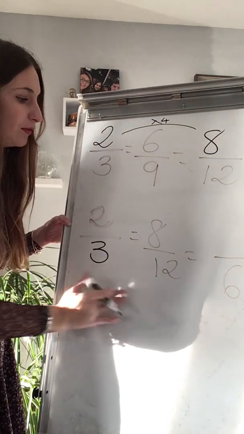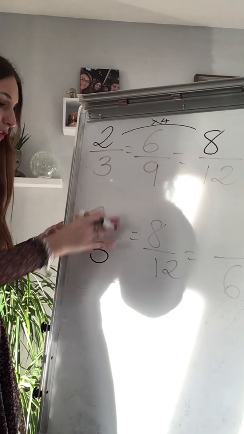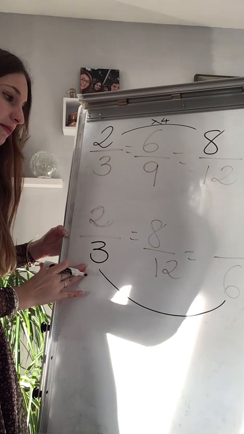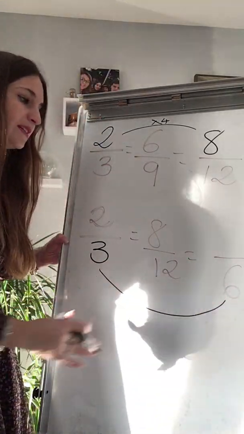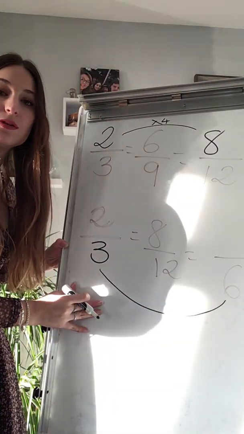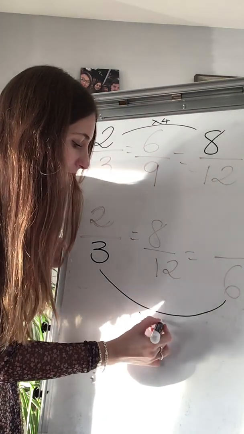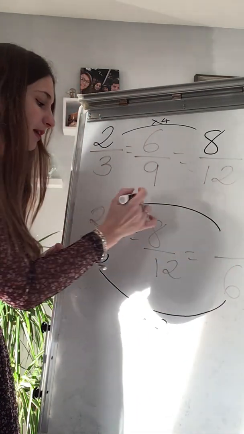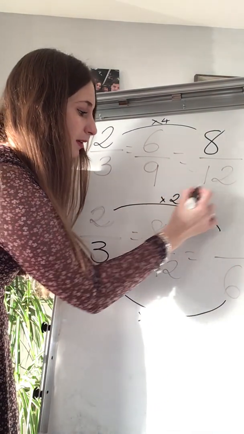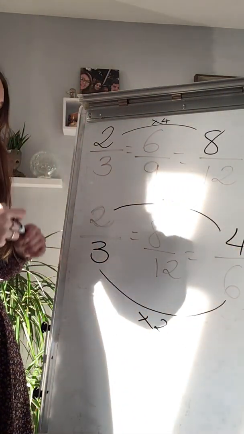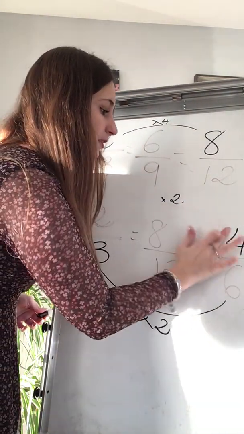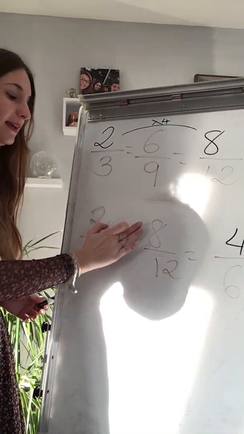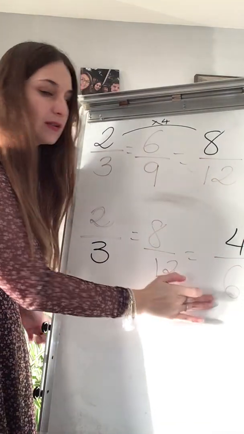Now I'm going to move on to my next one. I have 2/3 and I have something 6, okay? I'm just going to look at my 3 and my 6. Is 6 on my 3 times table? Yeah, it is. 3 times 2 is 6. So I do the same to my numerator. 2 times 2 equals 4. So that should leave you with 2/3 is the same as 8/12 and is the same as 4/6.